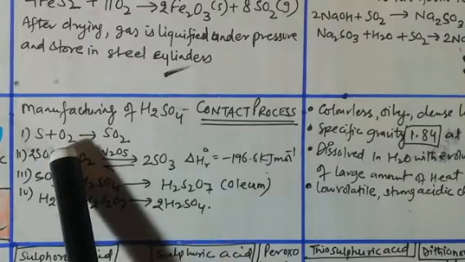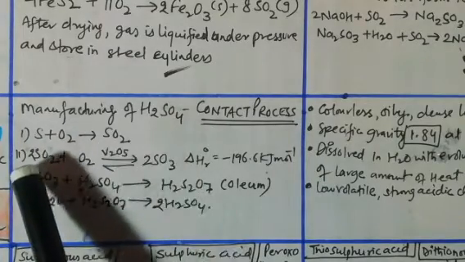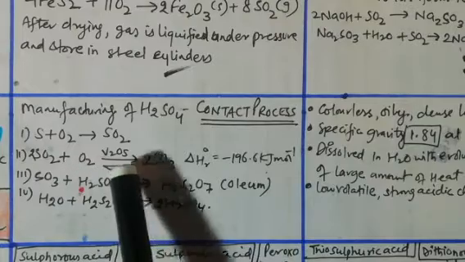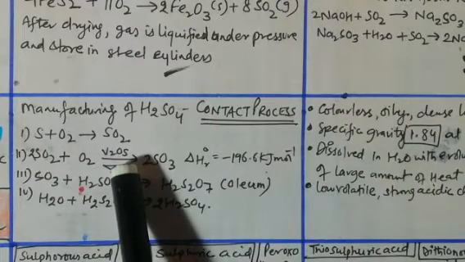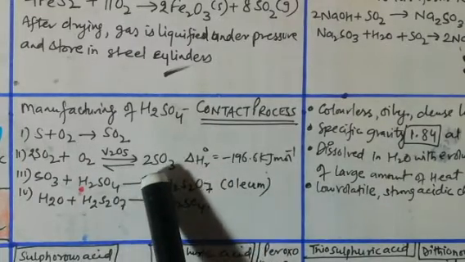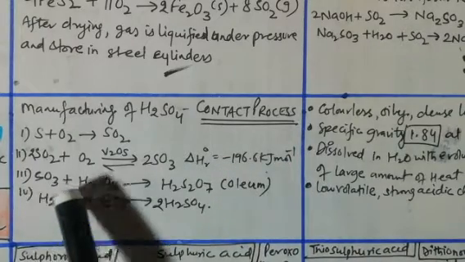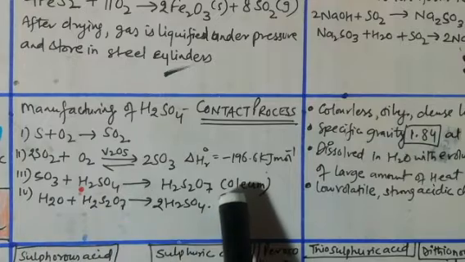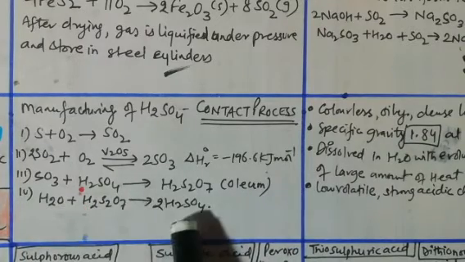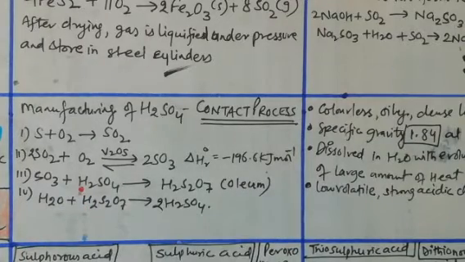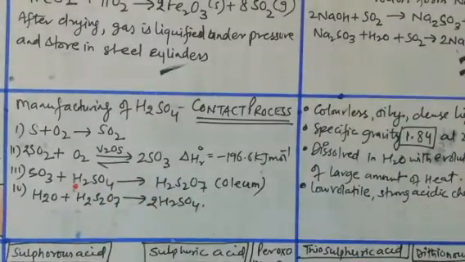Sulfur will react with oxygen and give sulfur dioxide, whereas sulfur dioxide will react further, in oxidation with the help of a vanadium oxide catalyst, and give us sulfur trioxide in the presence of heat loss. And sulfur trioxide will react with H2SO4 and give oleum. When oleum reacts with water, it will give sulfuric acid. So we are going to explain this contact process with the help of a diagram.